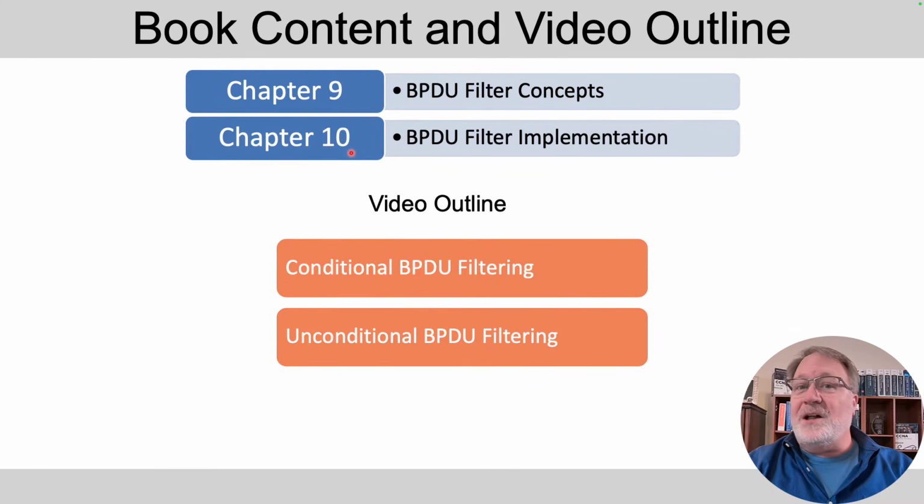In this video, I'll talk about the two different features that Cisco calls BPDU filter or BPDU filtering. And they use that one name, but honestly, they act like two different features. Conditional BPDU filtering is something that's only used with PortFast, and it's not dangerous. That is, if you do it wrong, it doesn't break anything. And then unconditional BPDU filtering is the one for which you really can make your network unusable by configuring it the wrong way. So those are the two topics.